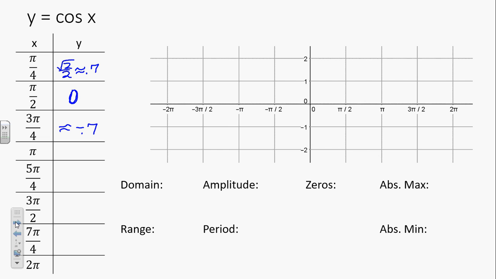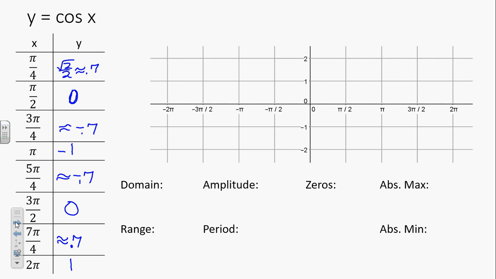How about pi? Negative 1. Okay, what about at 5 pi over 4? Negative 0.7. 3 pi over 2? That's our 0. And then 7 pi over 4? Positive 0.7. We're in the fourth quadrant now, and cosine's positive there. And then finally at 2 pi? 1. And 2 pi is the same as 0.